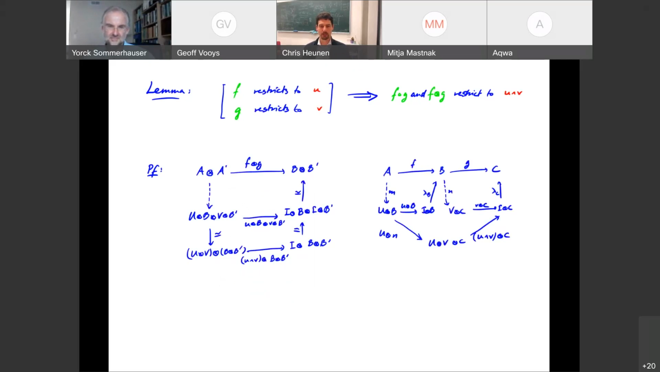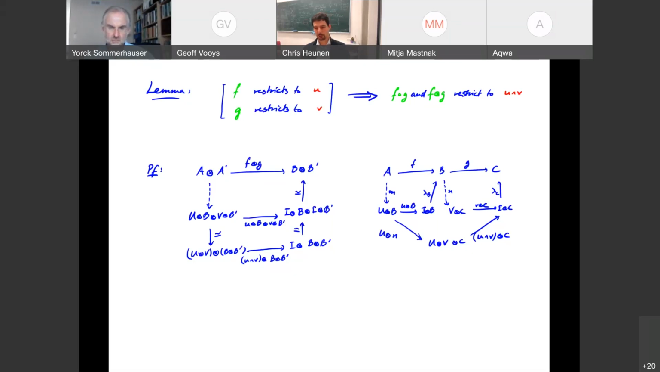So saying that F restricts to U means that there is a map from A to U times B, such that F is the same as that map, and then forgetting the little U. Saying that G restricts to V is the same as saying there's a map from A prime to V times B prime, and then forgetting about the V. So I can just put those maps together to show that F tensor G factors in the right way.